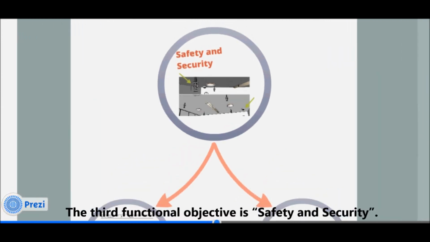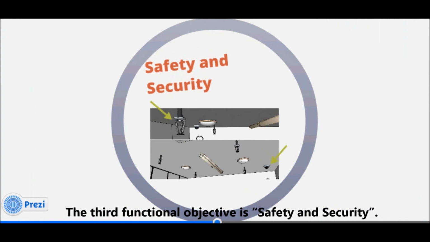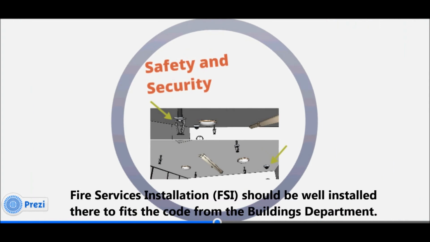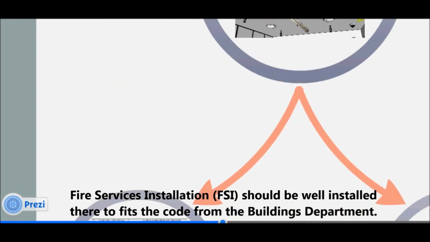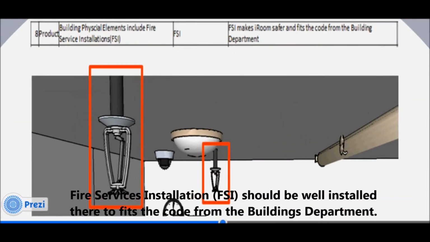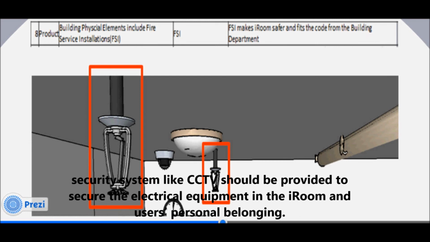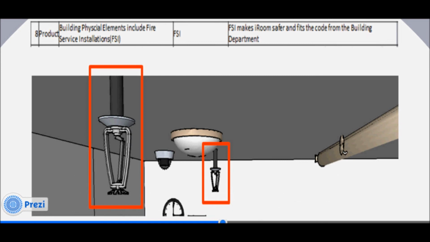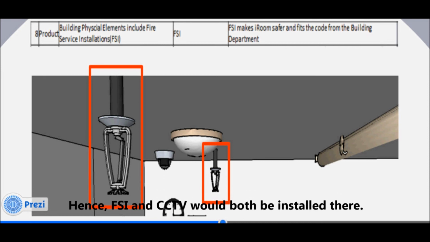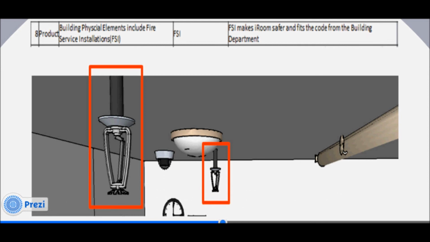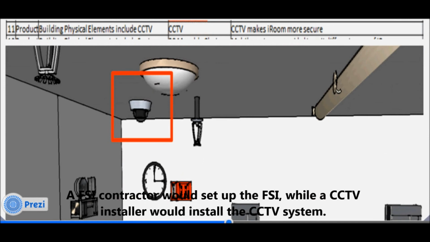The third functional objective is safety and security. Fire services installation should be well installed there to fit the code from the Buildings Department. Also, since many electrical appliances could be used in the room, security systems like CCTV should be provided to secure the electrical equipment in the I-room and users' personal belongings. Hence, FSI and CCTV will both be installed there. A FSI contractor will set up the FSI, while a CCTV installer would install the CCTV system.